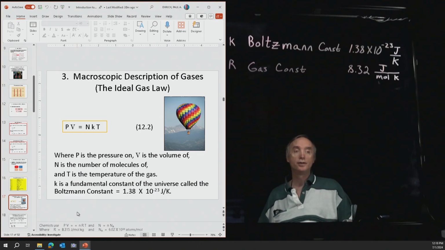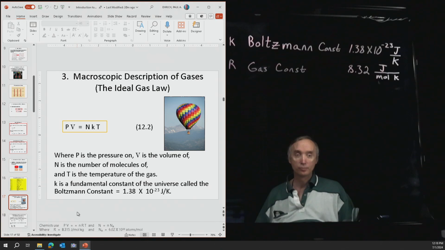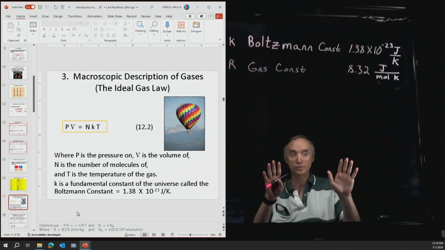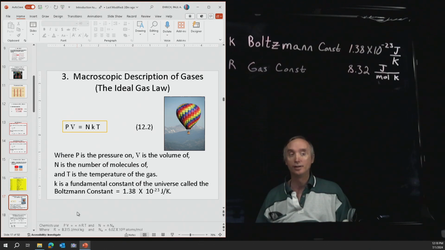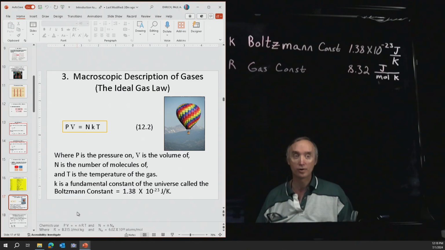Welcome back, and now we want to talk about how gases behave. In previous lessons we have talked about how solids behave when you apply a force to them, and also how liquids behave when you apply a pressure to them. Now we want to talk about how gases behave. Gases are more complicated because their volume can change when you apply a pressure to them. Normally solids and liquids don't do that, so we call them incompressible.